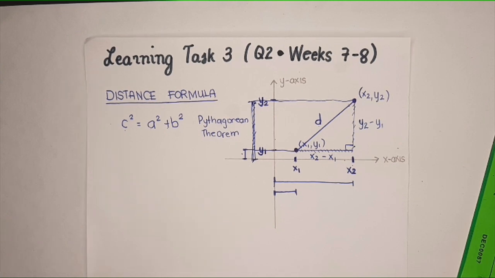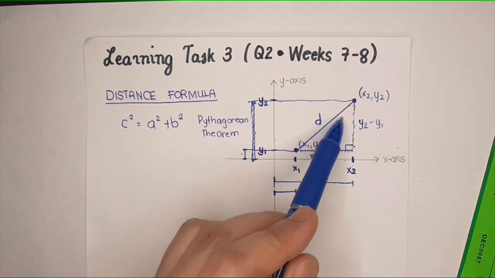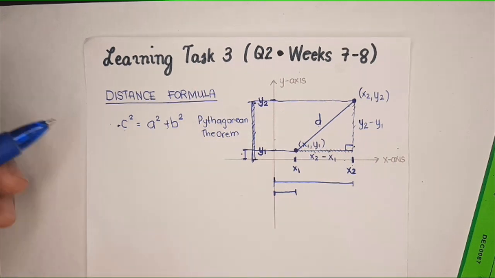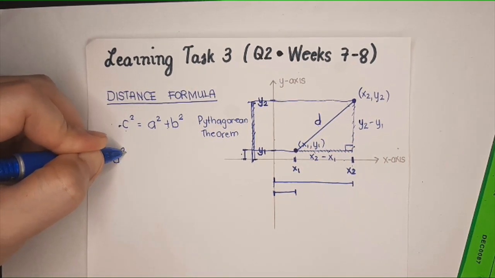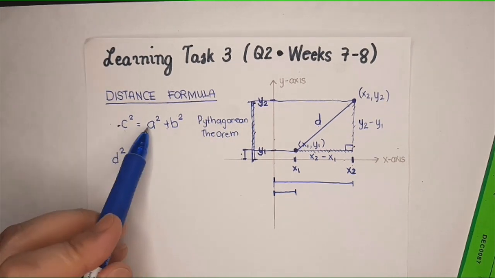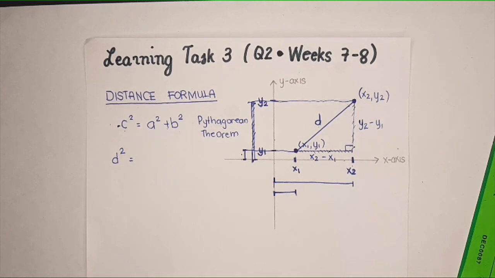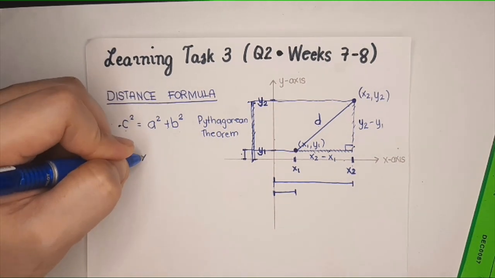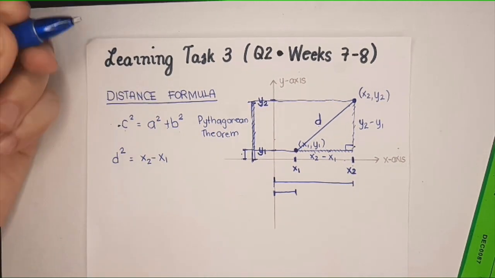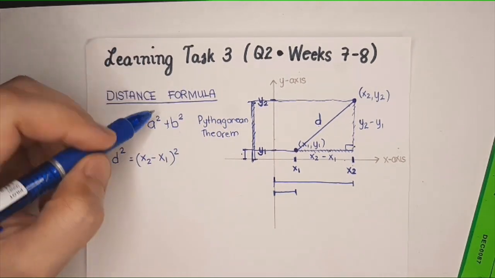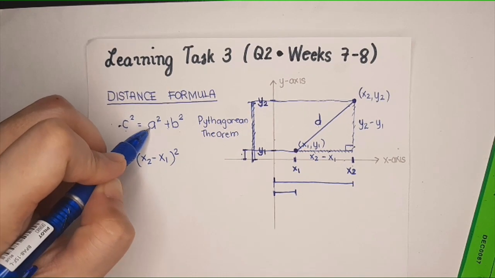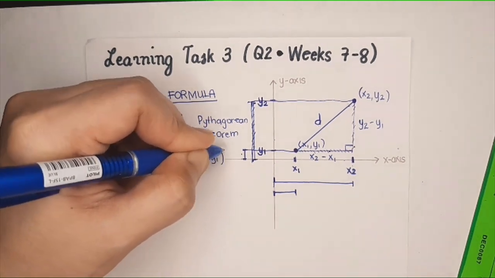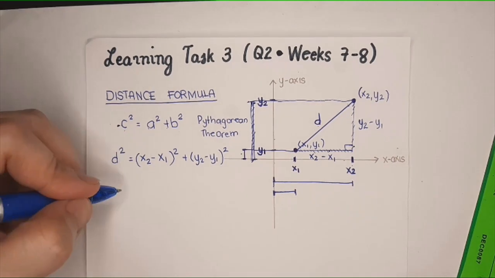That's it. All we have to do is substitute the values into the Pythagorean Theorem. Where's the hypotenuse? D. So we have D squared equals the square of one leg, x sub 2 minus x sub 1 squared, and then finally the square of the other leg, y sub 2 minus y sub 1 squared. And then finally, we get our D.